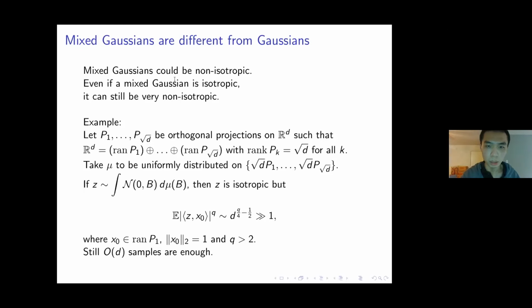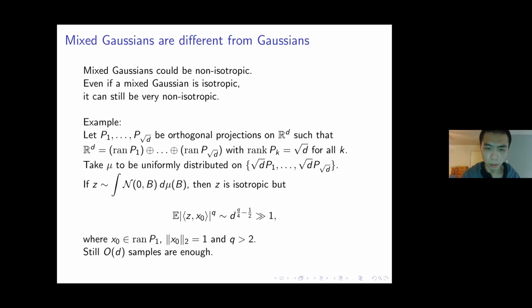But on the other hand, even if a mixed Gaussian is isotropic, it can still be very bad if you look at the one-dimensional marginals. By very non-isotropic, I mean that in some one-dimensional marginals it could be good, but in another one-dimensional marginal it could have completely different behavior. So here's an example where we have isotropic, but if we look at the one-dimensional marginal, it can be very bad.